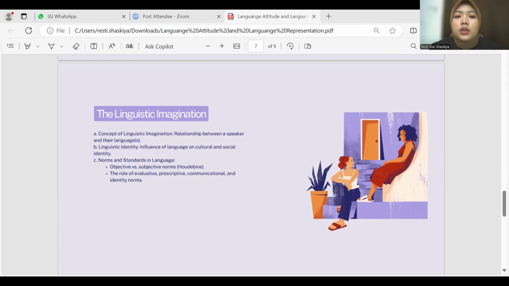Lastly is norms and standards in language. For norms and standards in language, we have two parts. The first is objective versus subjective norms. Objective norms are the rules that people generally agree upon about how a language should be used, such as grammar rules. Subjective norms, on the other hand, are based on personal opinion and belief about how language should be spoken, like a regional accent or slang.